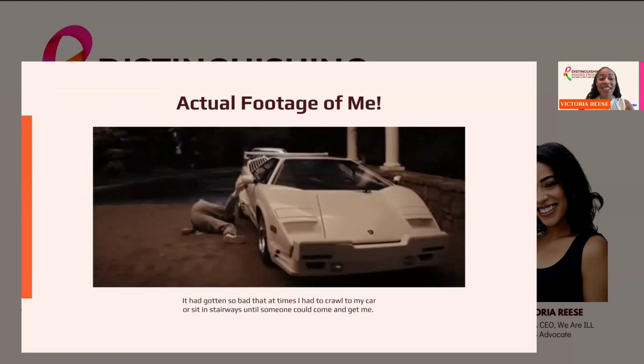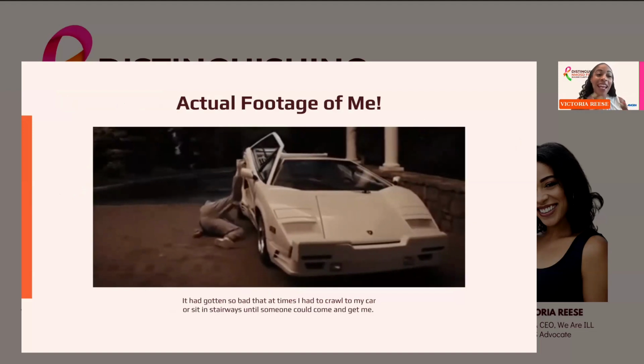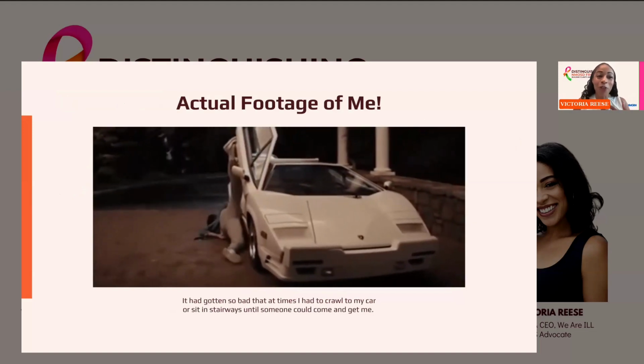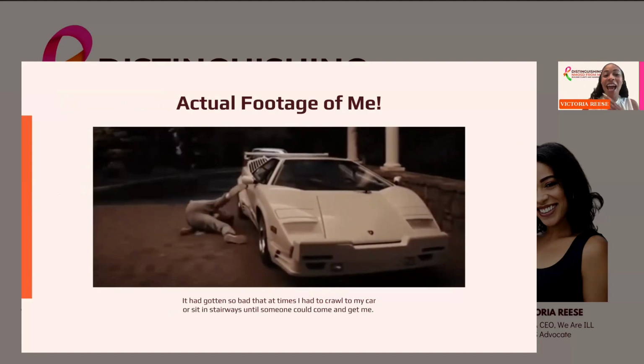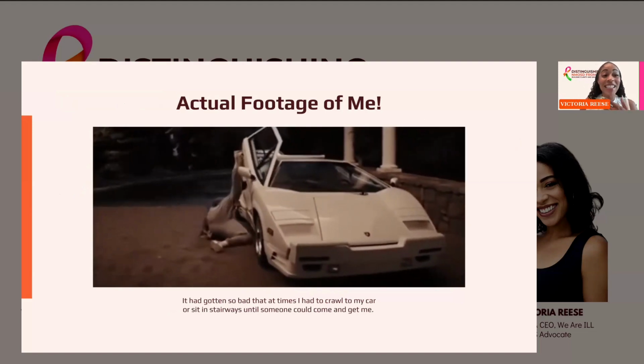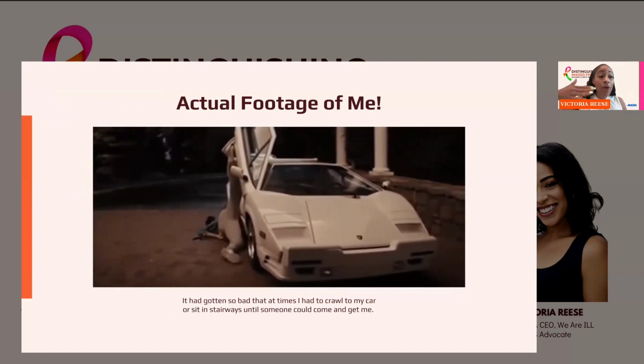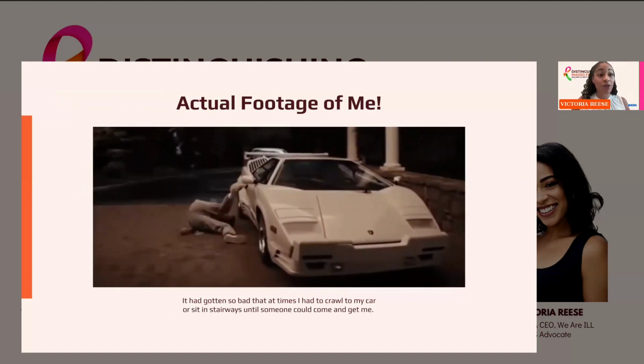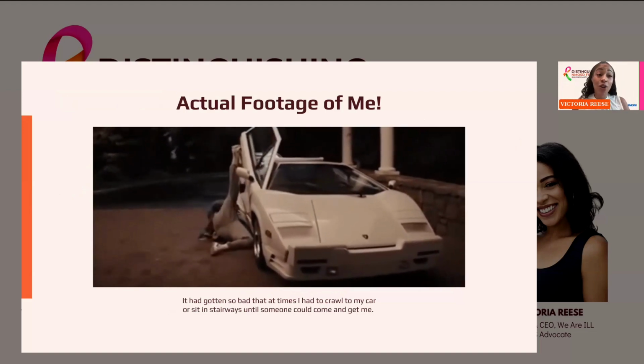So I use this image. It's not funny, but it is kind of funny. This is from Wolf of Wall Street. And I say this is actual footage of me getting in the car, because there were times where on my way to my car in the parking structure of my job, my legs would go completely numb and I had to crawl to my car.